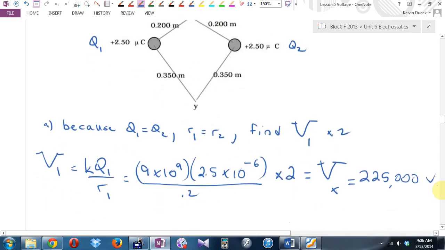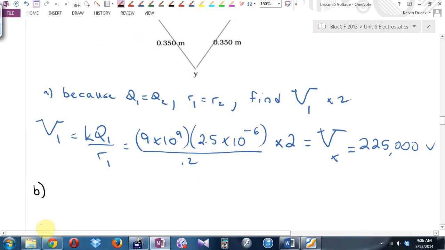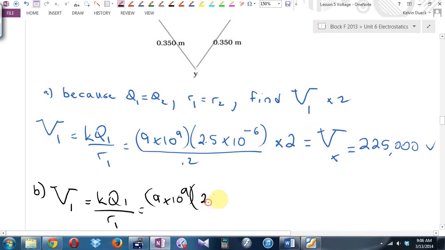B says, find the potential, the voltage at location Y. Okay. That's going to be voltage 1, but down below, kQ1 over R1. It's going to be 9 times 10 to the 9th, 2.5 times 10 to the negative 6, except make sure you use the radius, the distance to location Y.